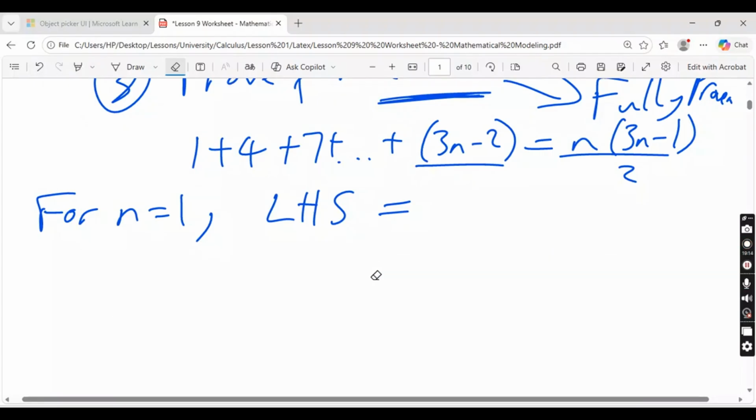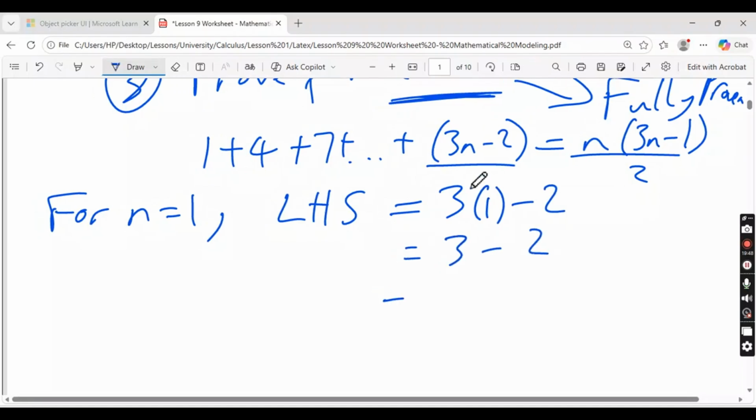So every time, you know that when n is equal to 1, we take the formula. I think it's very safe to use the formula. You take the formula 3n minus 2, and replace n with 1. So 3 times 1 is 3, minus 2. Then 3 minus 2, what do we get? We get 1, right? So that's the left-hand side.